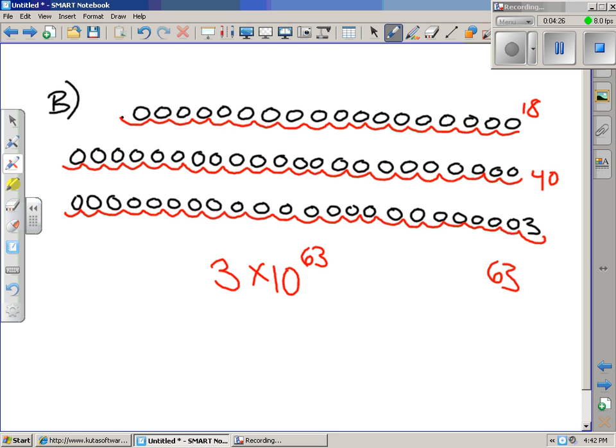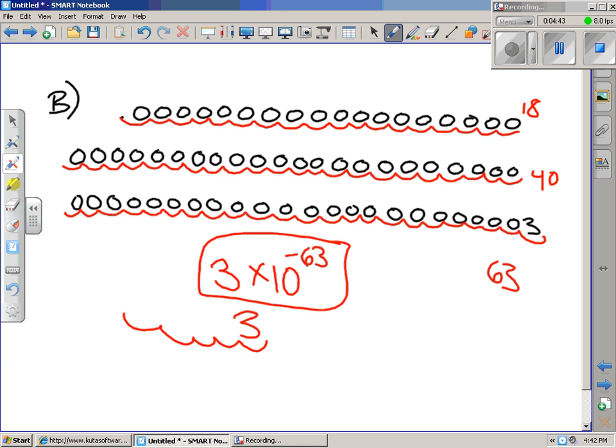And in this case, we need to make that 63 negative. Why it's negative is that it signifies that when you change it back to standard form, you move the decimal to the left. So it shows that the number that you're representing is a very small number. So we write a negative exponent up here.